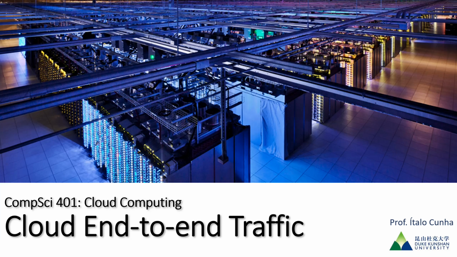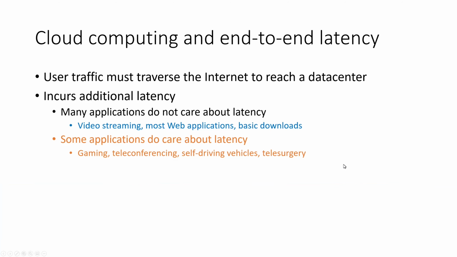Hello team, in this video we're going to talk about some limitations related to end-to-end traffic to and from data centers. Whenever we exchange traffic with an application that's running on a data center, our traffic must traverse the internet. So traffic will leave our home or our phone, and then it will traverse our internet service provider, some other networks in the internet, and then reach the data center, and then we can access that application. And this transit incurs additional latency.